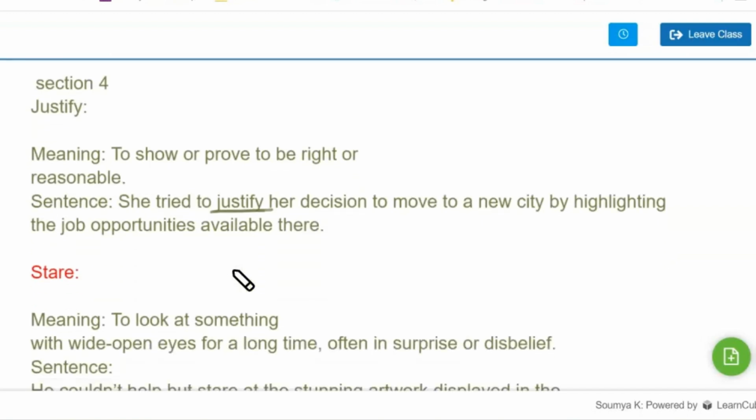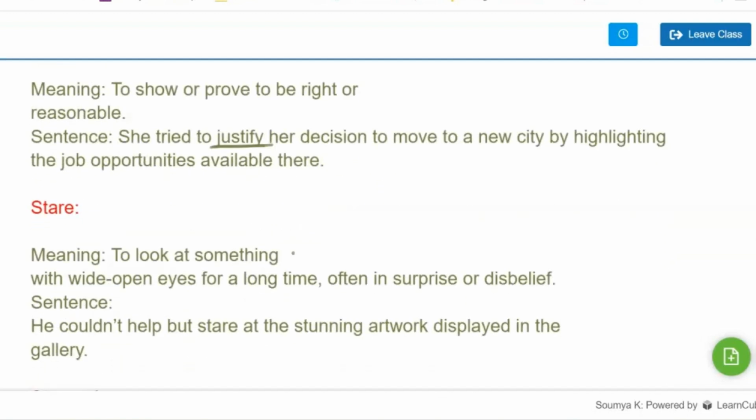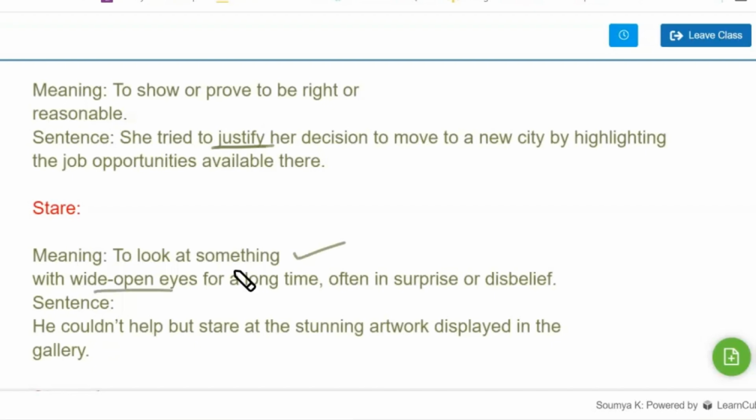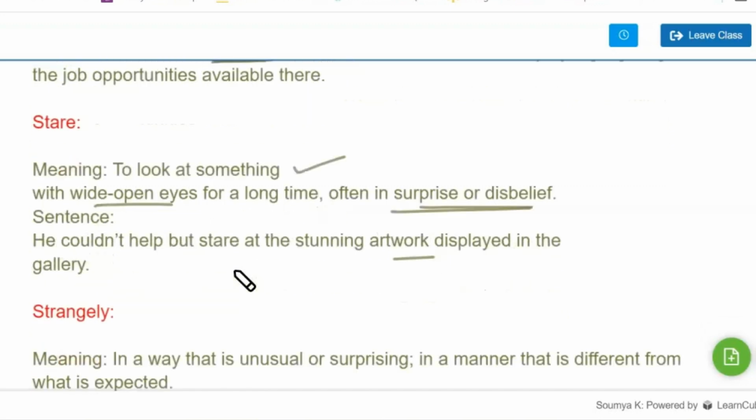Next word is stare. It is to look at something with wide open eyes for a long time, often in surprise or disbelief. So that is what stare is. Its sentence is, he couldn't help but stare at the stunning artwork displayed at the gallery.